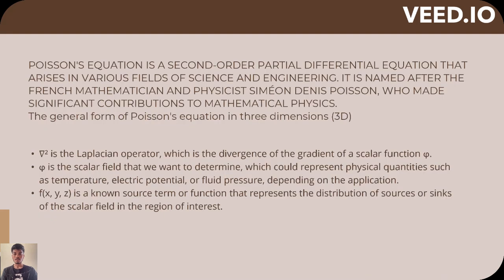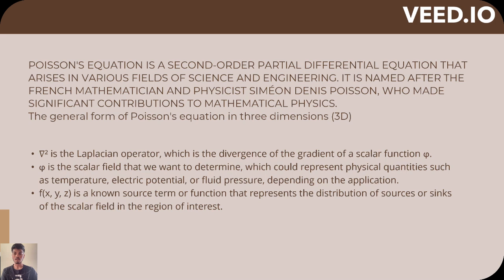Let us see deeper about the Poisson equation. As I also mentioned, it is a second order partial differential equation that arises in various fields of science and engineering. It is named after the French mathematician and physicist Simon Denis Poisson, who made significant contributions to mathematical physics. The general form of Poisson's equation in three dimensions, so it is also 3D. Let us see the various terms. It represents the mathematical condition of Poisson equations.